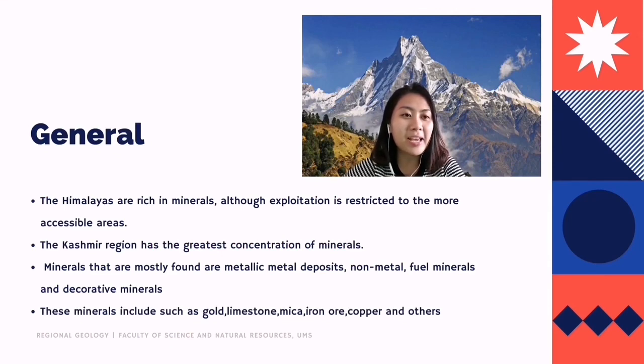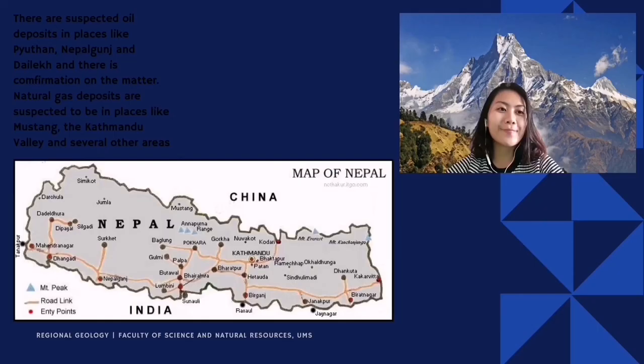Generally, the Himalayas are rich in minerals. Kashmir has the greatest concentration of minerals. Minerals that can be found in the Himalaya are mostly metallic mineral deposits, non-metals, a few fuel minerals, and decorative minerals. There are oil deposits in places like Biratnagar, Nepalgunj, and Dailekh, while natural gas can be found in Mustang, the Kathmandu Valley, and several other places in Nepal.